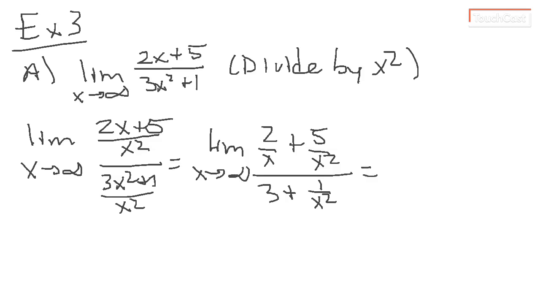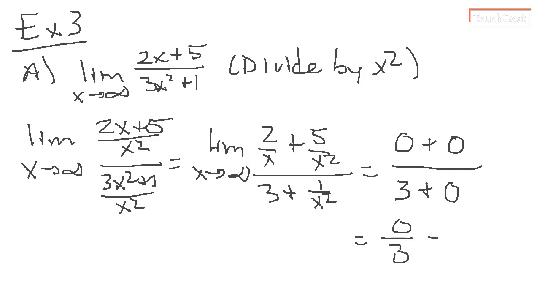Now that I've been working with limits long enough, I'm not going to rewrite this again by separating everything. I know that the limit of 2 over x as x goes to infinity is 0. And I know the same thing is true if I have 5 over x squared. 0 plus 0 is in my numerator. I know that the limit of 3 is going to be 3, no matter what x approaches. And I know that the limit of 1 over x squared as x goes to infinity is going to give me 0. So I'm going to have 0 over 3, which is equal to 0. So the answer to this limit is 0.